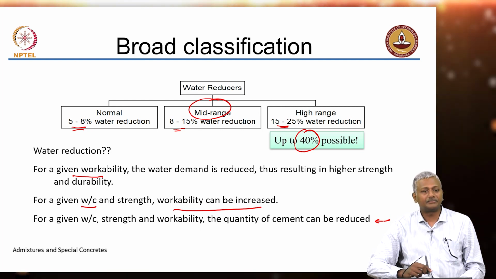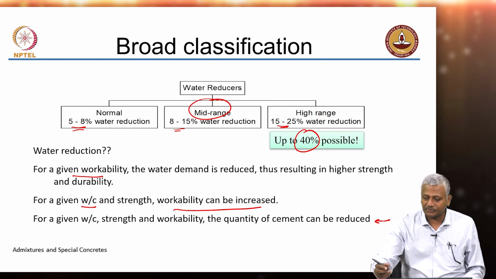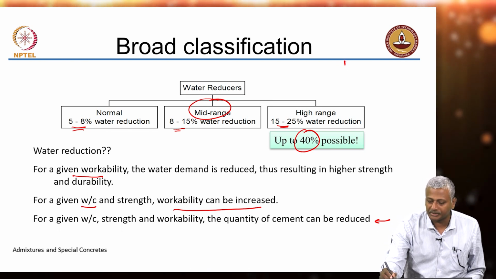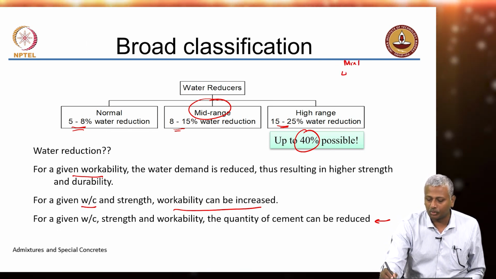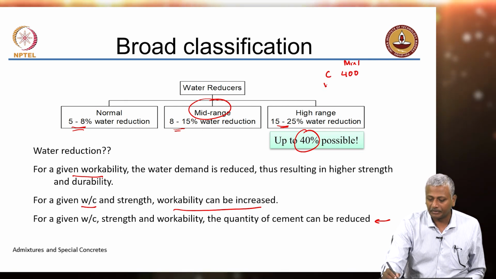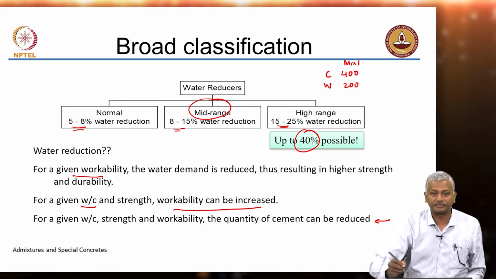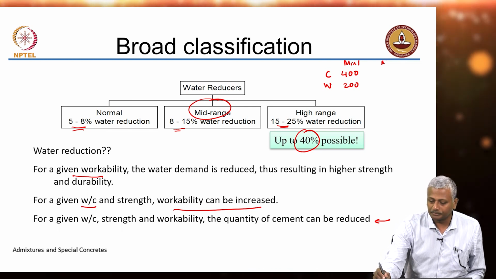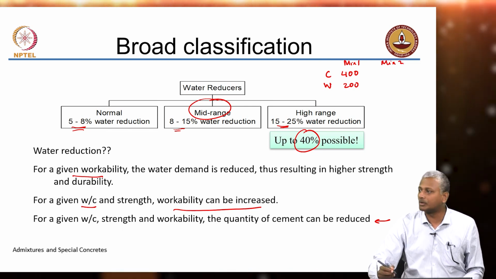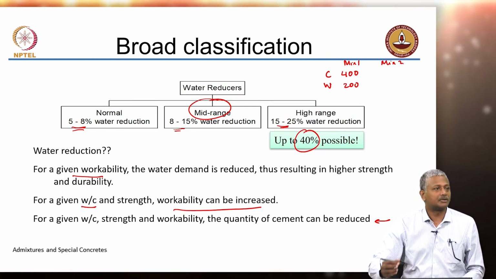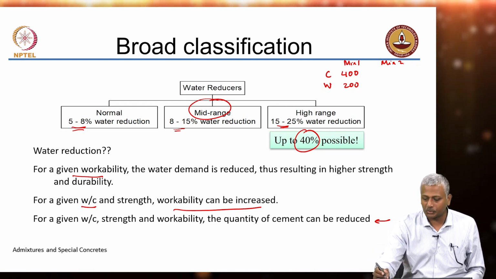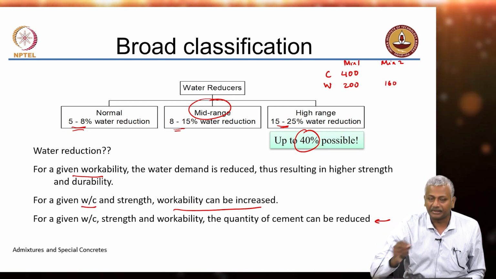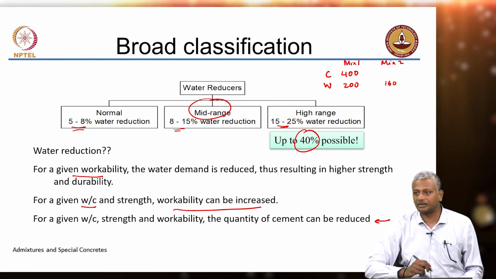Why am I saying that? So, just for an example, let us say there are two concrete mixtures. Mix 1 has 400 kilograms of cement and 200 kilograms of water. Okay. Mix 2, I have used a water reducer, let us say, which cuts 20% of my water. So, how much do I have? 160, right? I have 160 water content here.